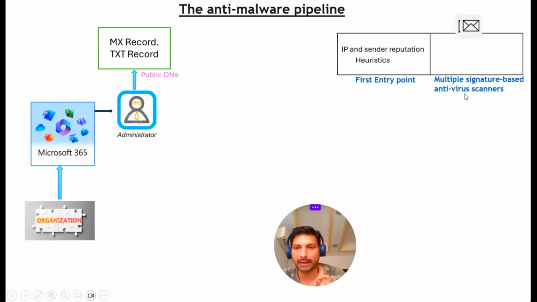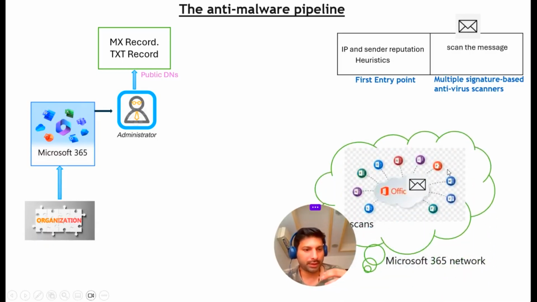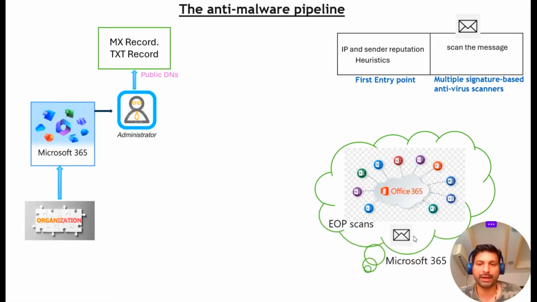This process, which is multiple signature-based antivirus scanners, itself catches up to 80% of the commodity malware coming into the network. Once email reaches the Microsoft 365 network, EOP scans. Then EOP comes into the picture. EOP scans individual files using a technique called reputation block.